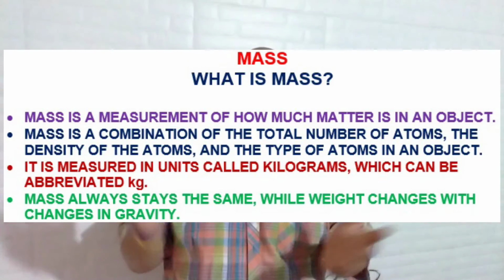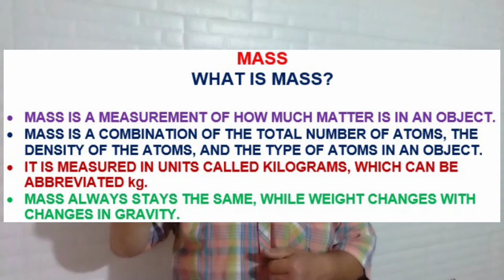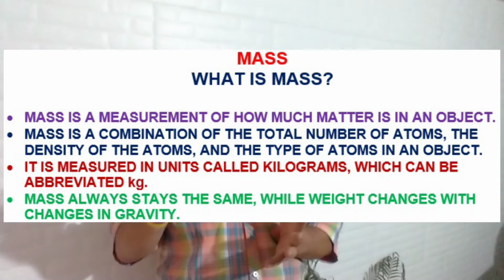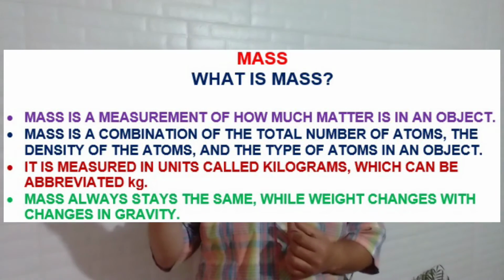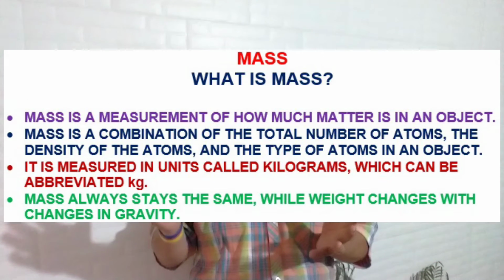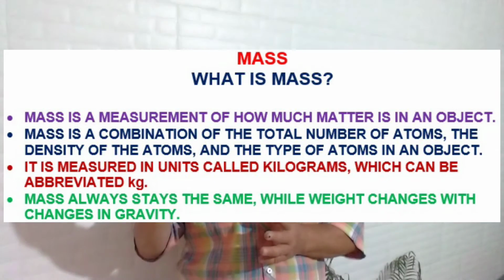Next, let's see mass. What is mass? Mass is a measurement of how much matter is in an object. Mass is a combination of the total number of atoms, the density of the atoms, and the type of atoms in an object. It is measured in units called kilograms, which can be abbreviated kg.